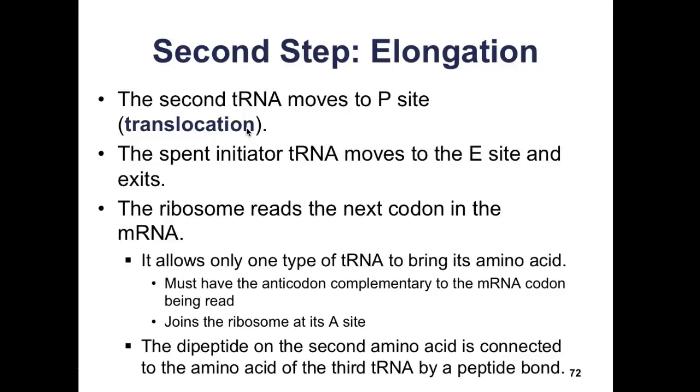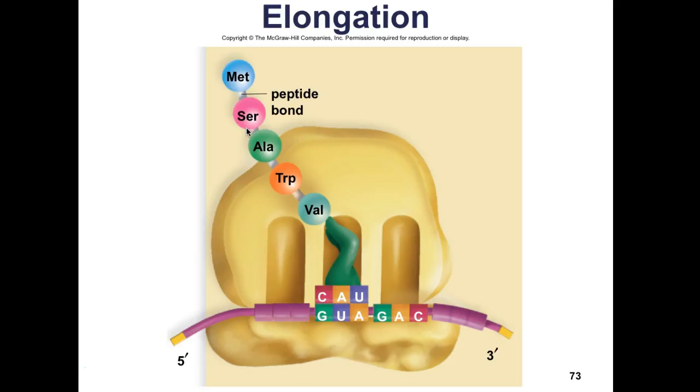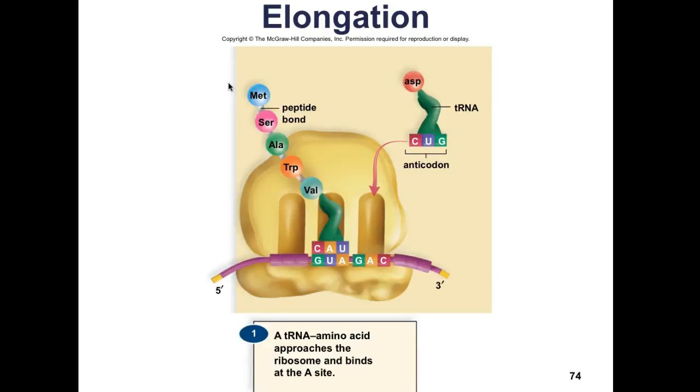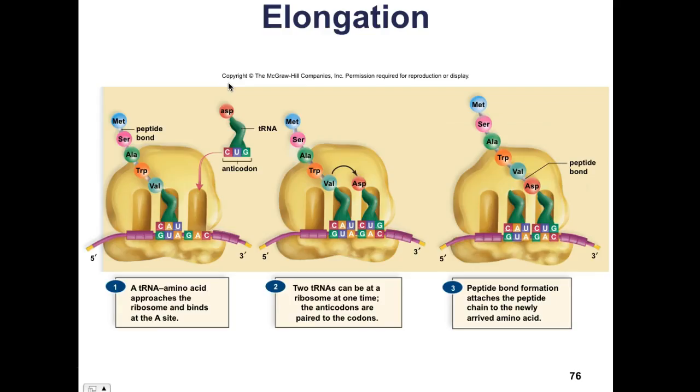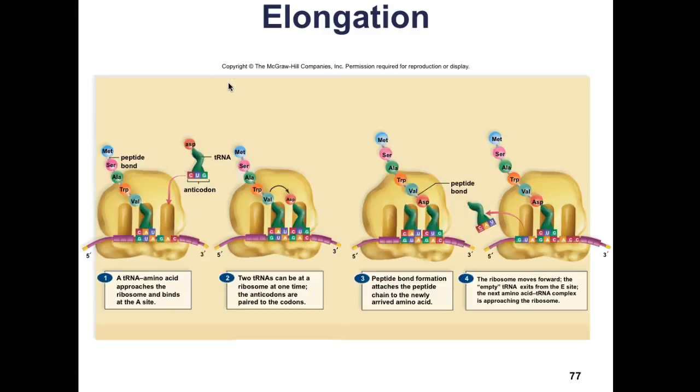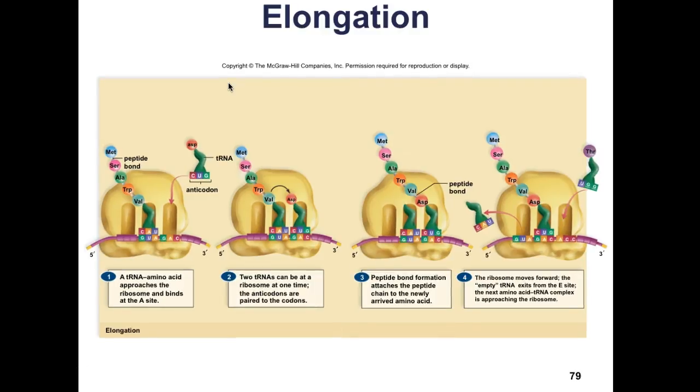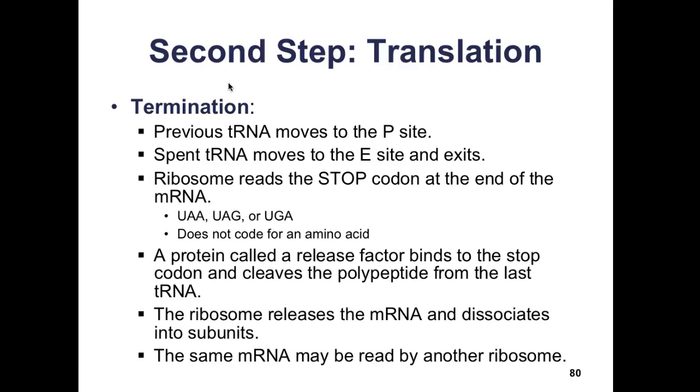So it allows only one type of tRNA to bring in its amino acid. It must have the anticodon that complements the codon, and joins the ribosome at its A site. The dipeptide on the second amino acid is connected to the amino acid of the third tRNA by that peptide bond. So you can see how they continue to build and are held together via peptide bonds. So here's our elongated polypeptide chain that is forming. And the process would just continue and continue as the ribosome continues to read that messenger RNA transcript until one of three stop codons comes into play. So that is elongation. And ultimately then it would end with termination.